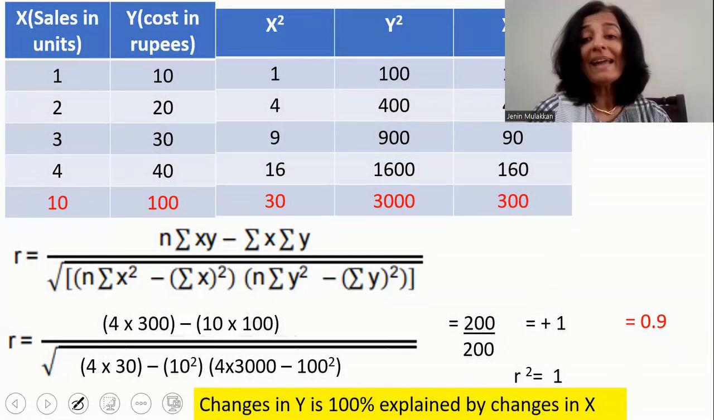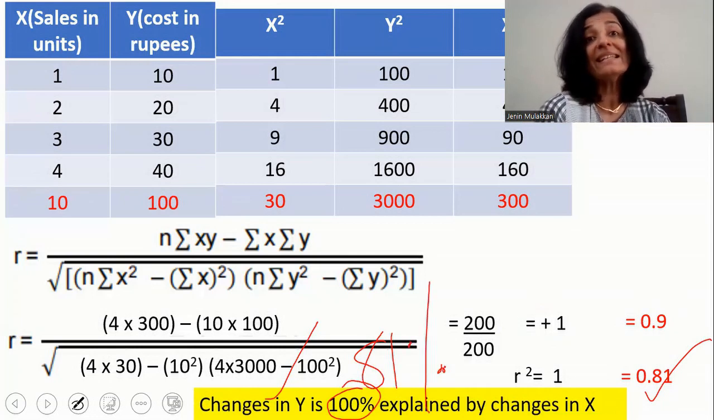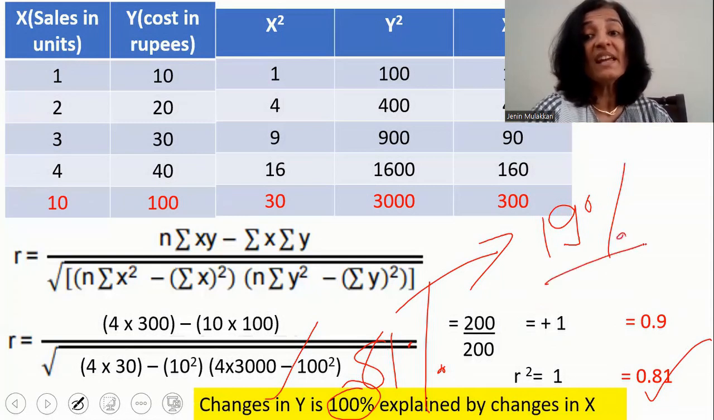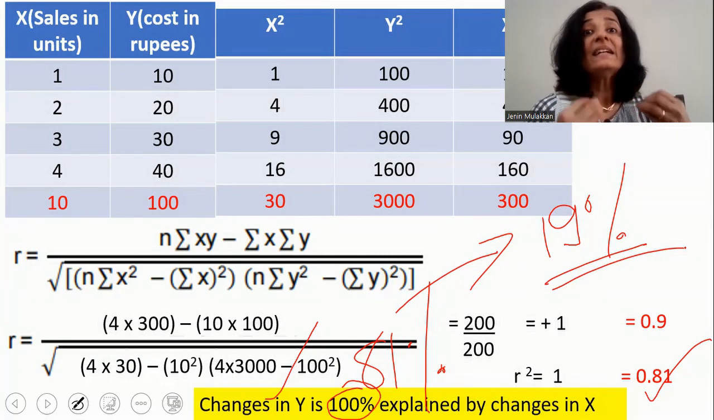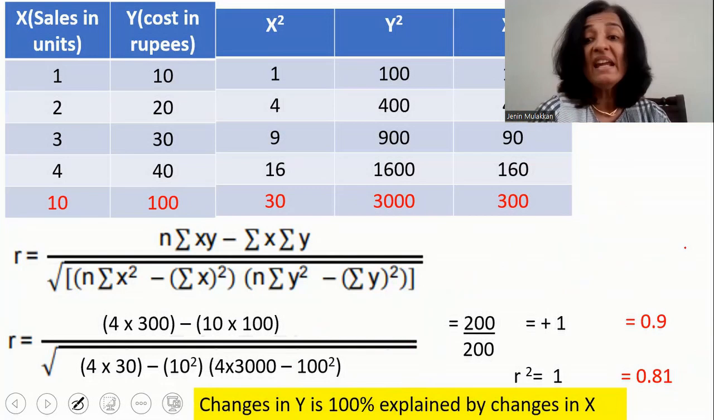It is at this point when you calculate R squared. What is R squared? 0.9 into 0.9, you get 0.81. It means that changes in Y is only 81% explained by changes in X. The balance, what is the balance? 100 minus 81 is 19. 19% changes in Y is because of something else. And in that particular illustration, we know what that something else is. It is the discount that we received. So this is how you have to understand the meaning of coefficient of determination.